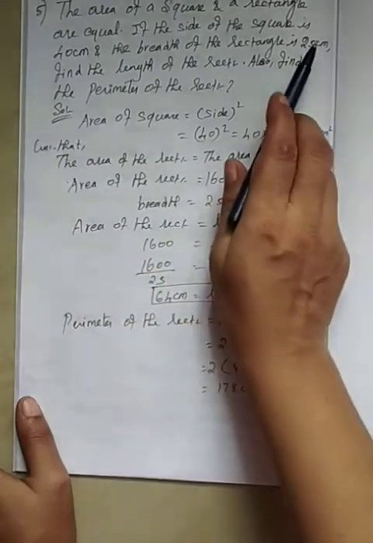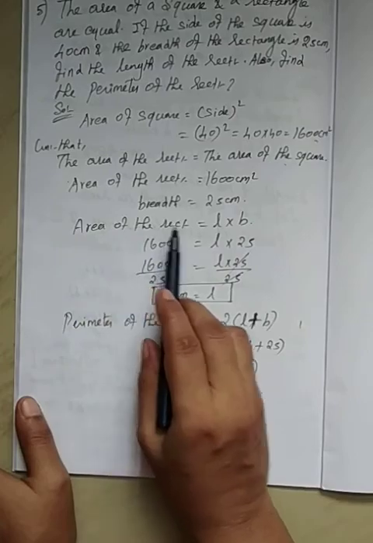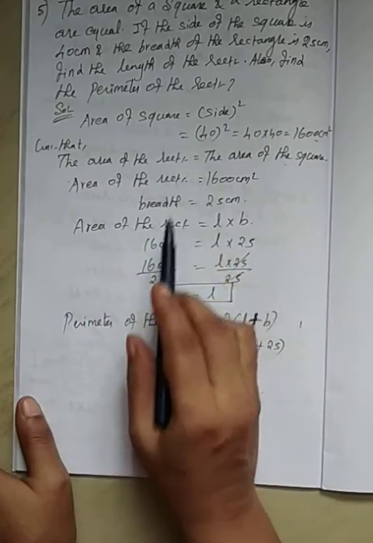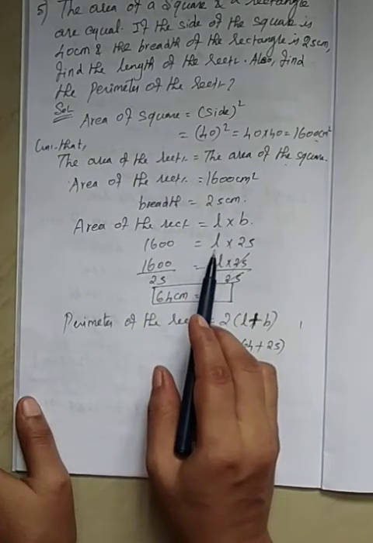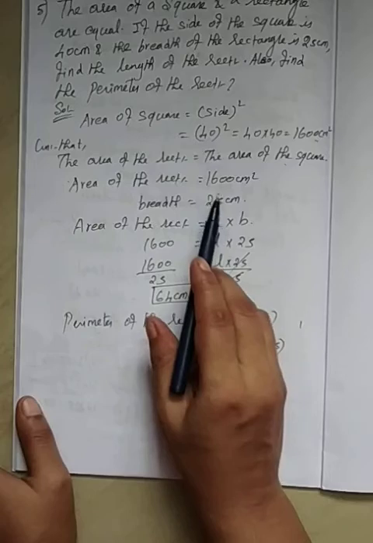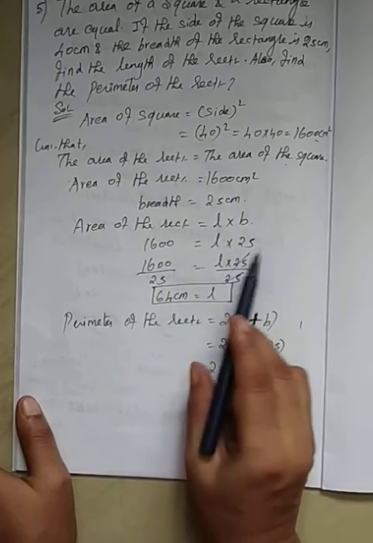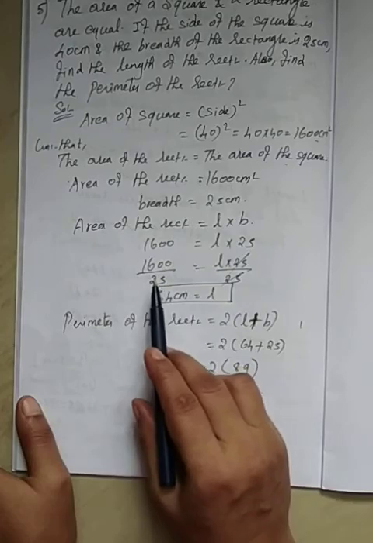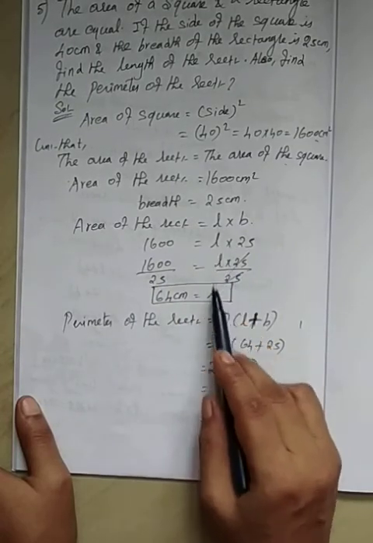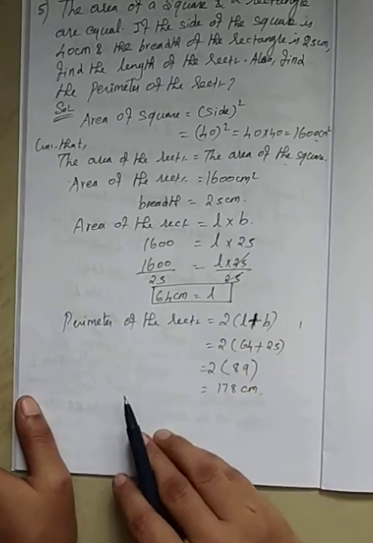Next, breadth 25 centimeter. You have to write the area of the rectangle formula, L into B. The area of the rectangle is 1600. L you need, that means you have to find the L value. The B value is 25. Now dividing both sides by 25, you will get on the left hand side the value 64. On the right hand side, removing the 25, you will get L only. So the L value is 64 centimeter.